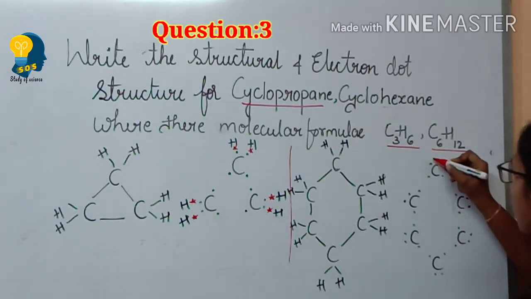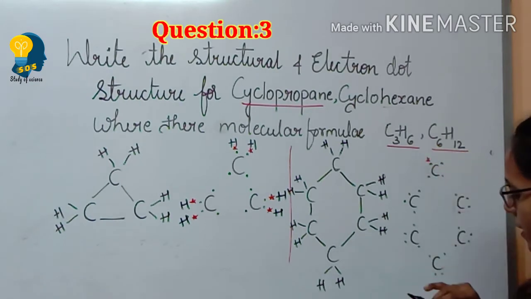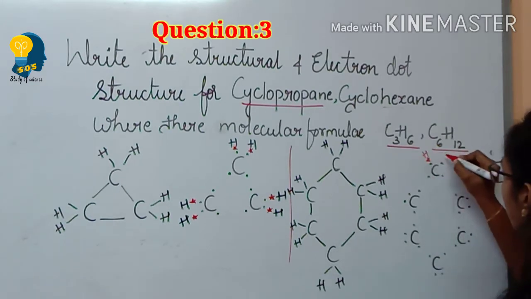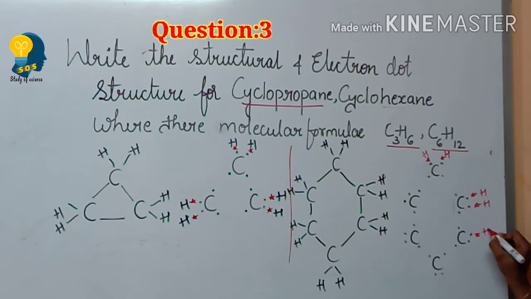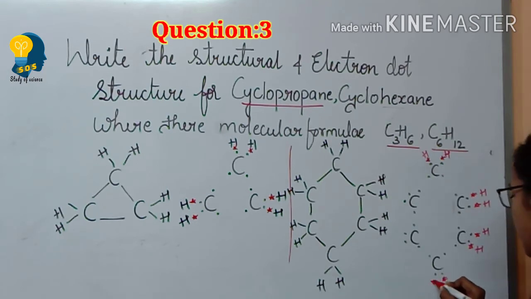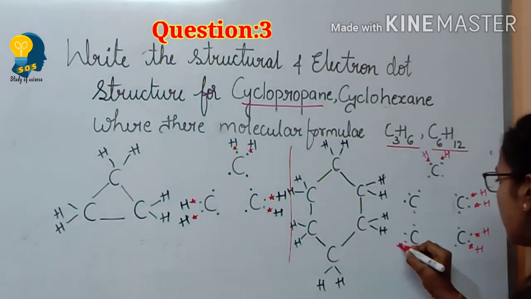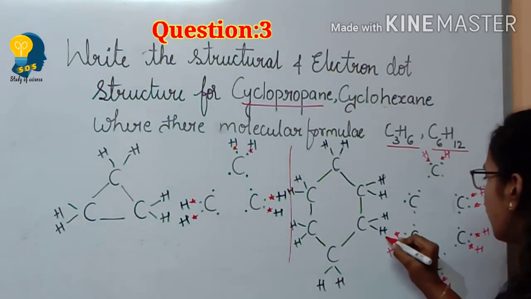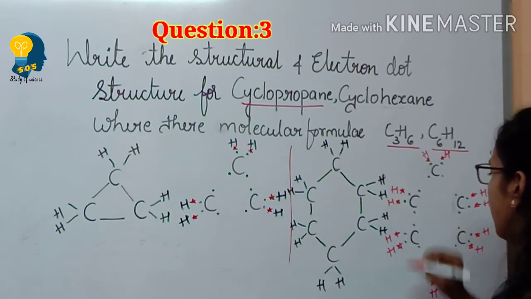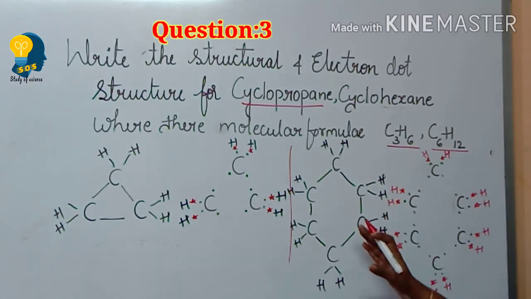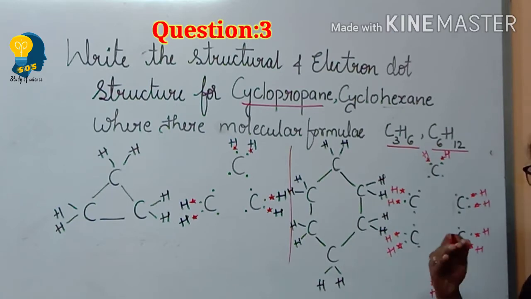For hydrogen, how many hydrogens are there? 12. So let me write hydrogens. 1, 2, 3, 4, 5, 6, 7, 8, 9, 10, 11 and 12. Okay. So if you know the structural formula, it is very easy to write the electron dot structure.